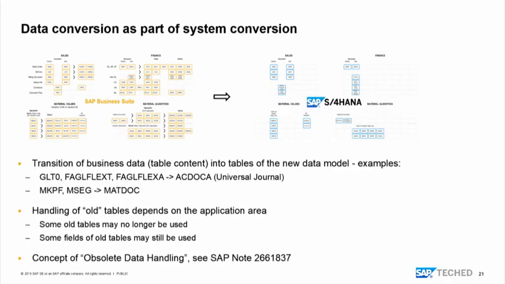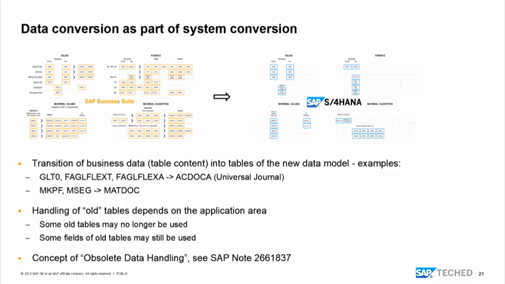There is again this famous example, ACDOCA, the Universal Journal, and content from these tables listed like GLT0 and others are merged into ACDOCA. Another example is MATDOC, which is the new table, and MKPF and MSEG are moved, the content is moved into this one. So this has to happen during the technical conversion. We will have a look at this.